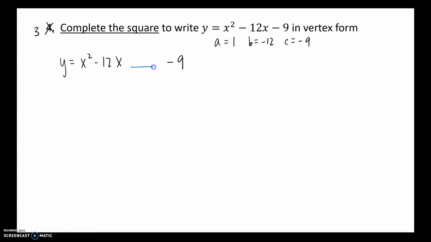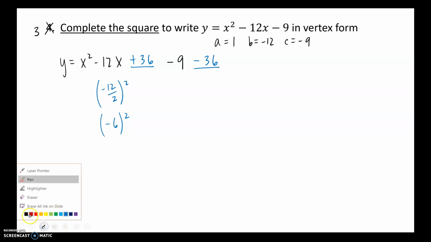Okay, I need to add some number and then subtract its value. What number do I add to complete the square? I take half of b and then square it. Half of negative 12 is negative 6. When I square that, I'm actually adding 36 to my expression. To maintain balance, I then have to subtract 36.